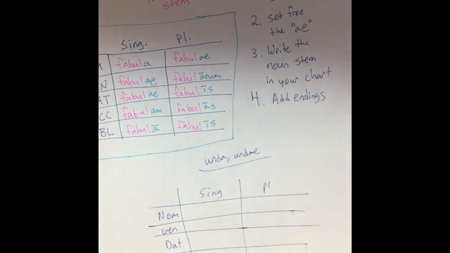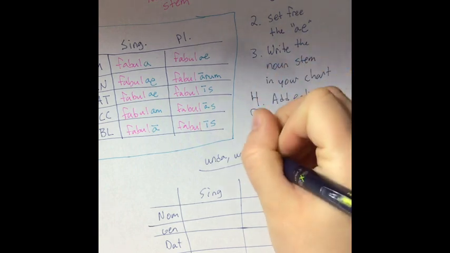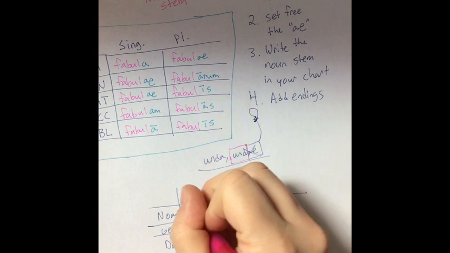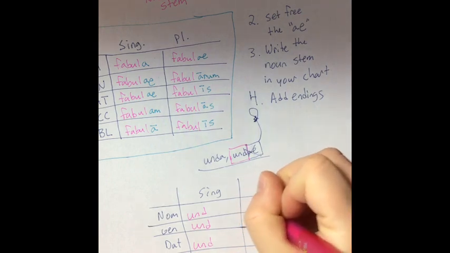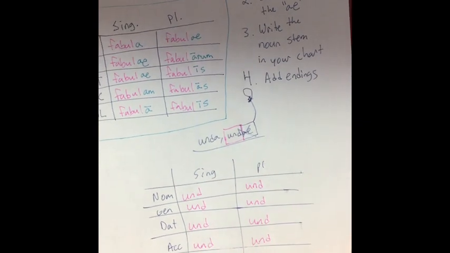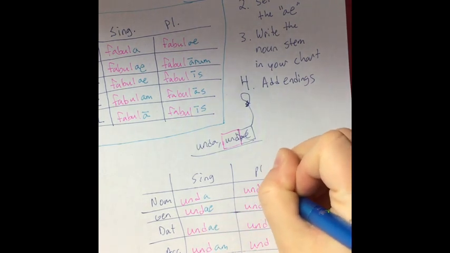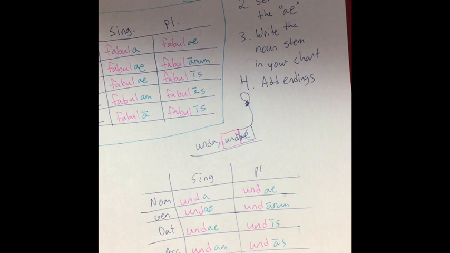First step is to set free the AE. There's our little balloon, letting it float away. It is free, it is gone. So we're left with und as our stem. We're going to write und in our chart. Then we just need to add our endings from our song. And there we go, we've declined another noun.